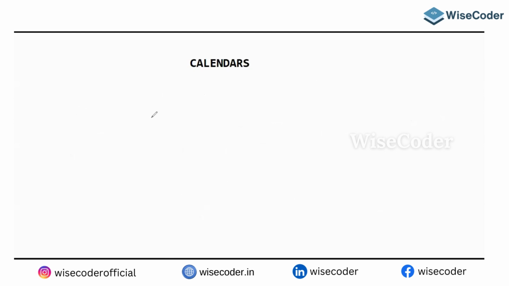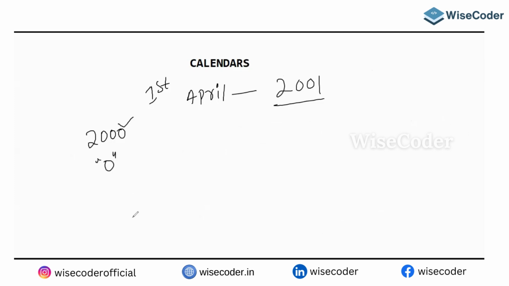You can take any date. Let's say 1st April 2001, which day is it? This is very easy. Why is this easy? Look here, I want 2001, so completed years are 2000. I know 2000 years will have 0 odd days. Okay, I need to figure out only this part.